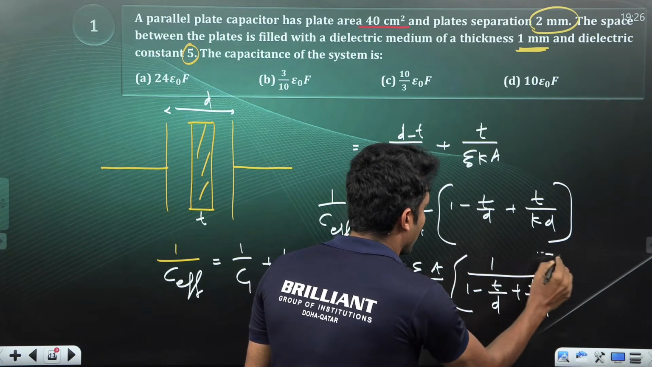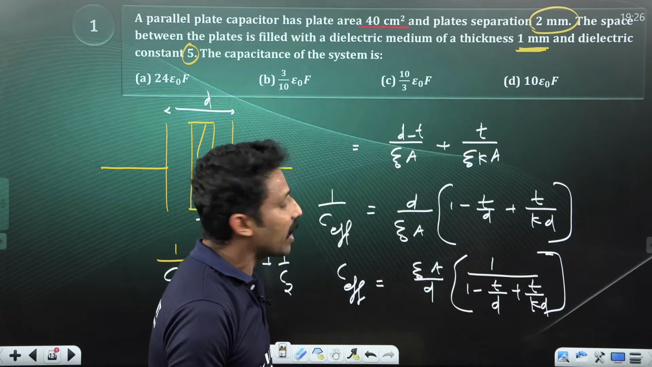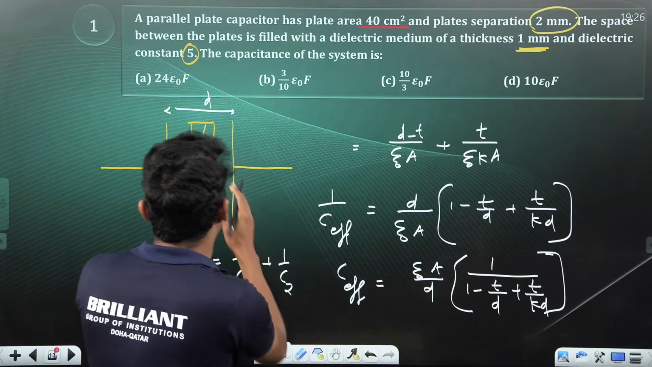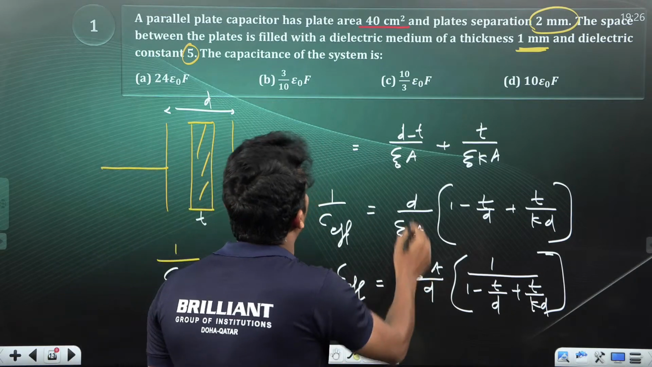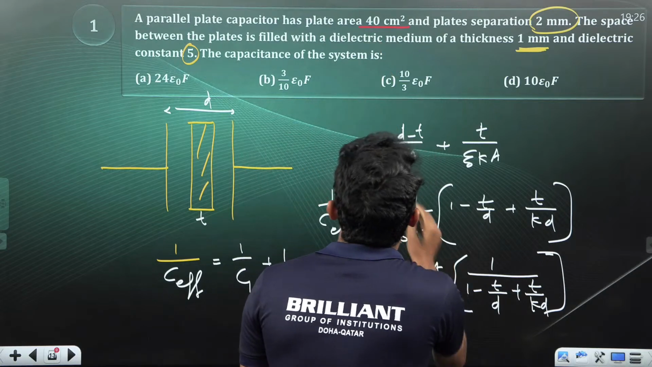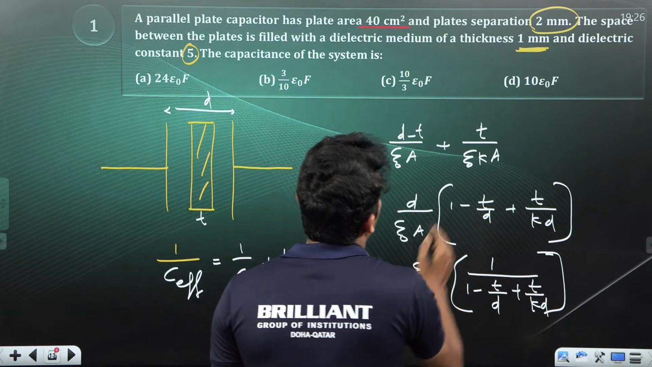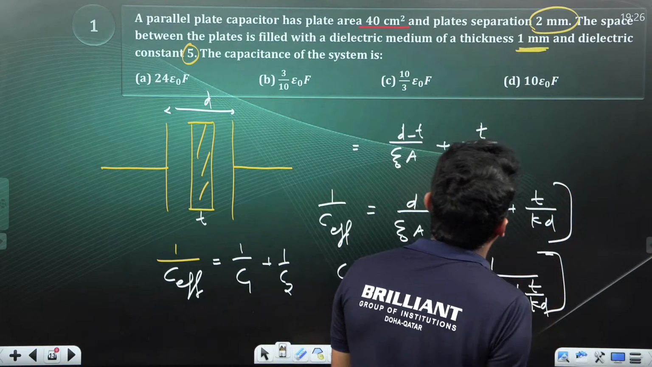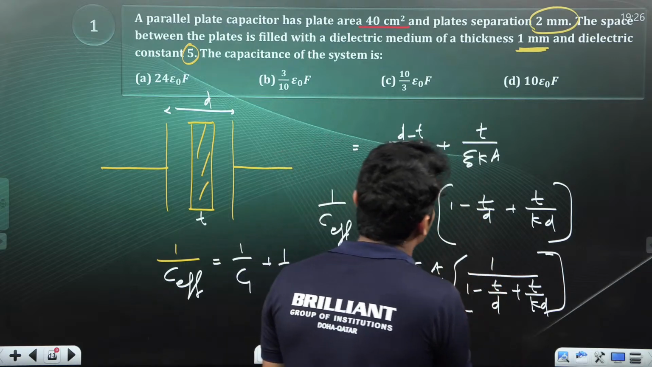Okay, yes. Now what is epsilon naught A by D? Epsilon naught A by D is the capacitance of this one. Here in the question, area is given as 40 centimeter square. Then separation D is 2 millimeter. Then the thickness is given in the question.